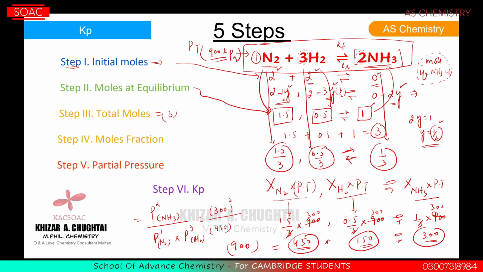450 raised to power 1 multiplied by hydrogen's partial pressure, that is equal to 150 raised to power 3, and here it will be the value of overall Kp. So these are the basic steps whenever your initial moles are given. If you're starting from the initial mole, then you will start from step number 1. If you are having the mole at equilibrium, then you will start from step number 2.